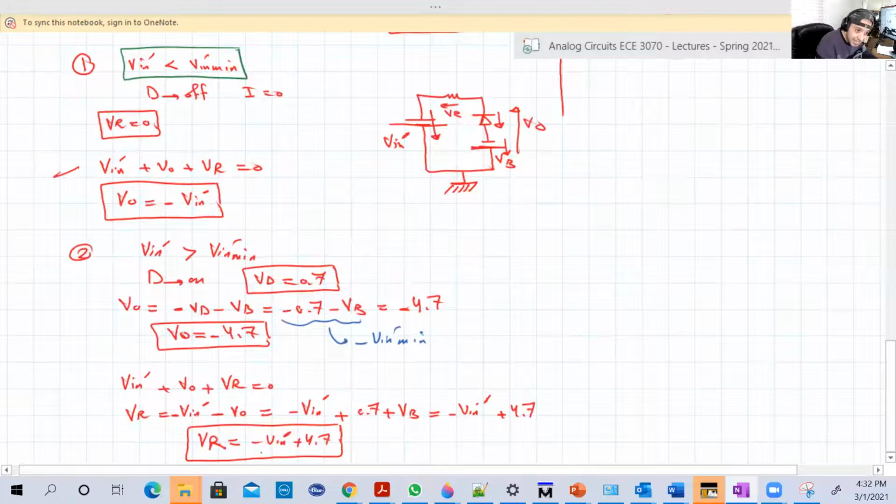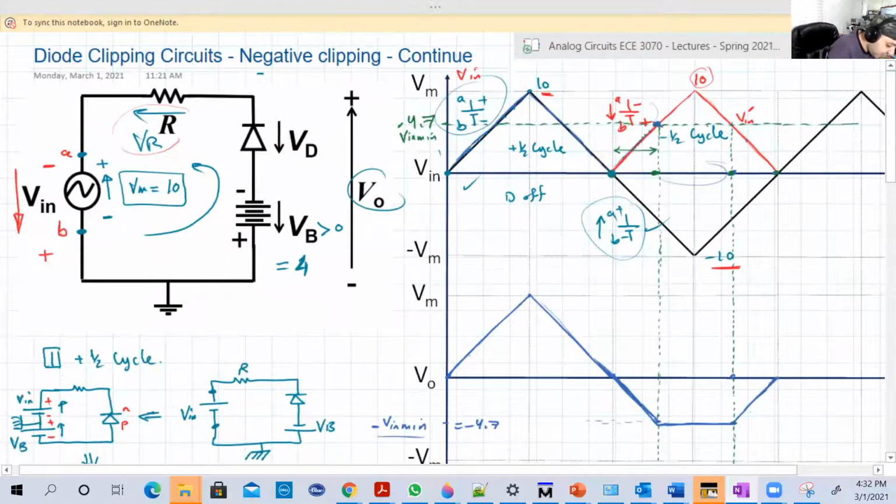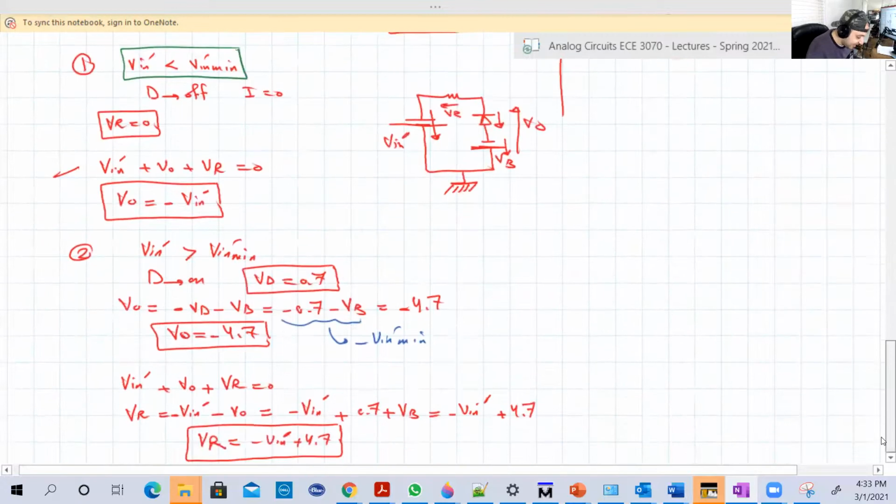How about VR? VR is minus V input dash plus 4.7. So whatever the input dash is from this point to this point, you multiply it by minus 1, then add 4.7. I'm going to start with this hip here, with these 3 points: the start, the end, and the middle. In the start here, the input dash is equal to 4.7, so multiplied by minus it will be minus 4.7. Then add 4.7, it will be 0.